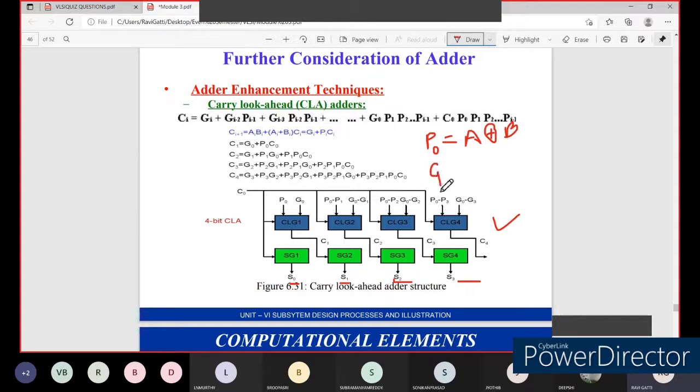So what do you mean by G0? G0 is nothing but an ANDing operation. So what is this? It is nothing but A into B. So this is the sum expression and this is the carry expression.